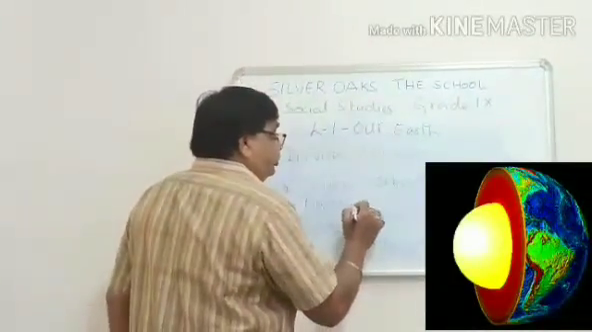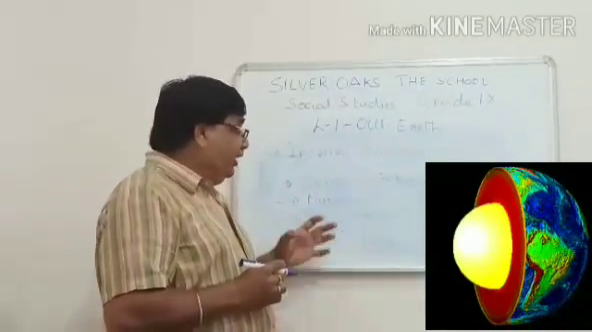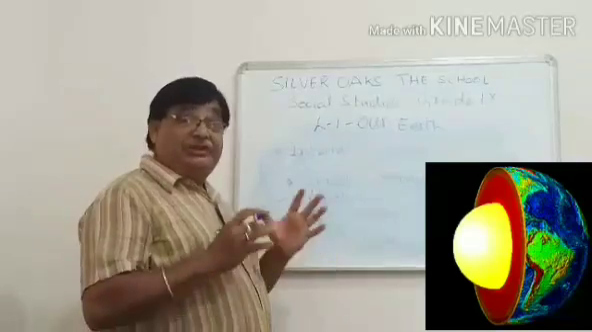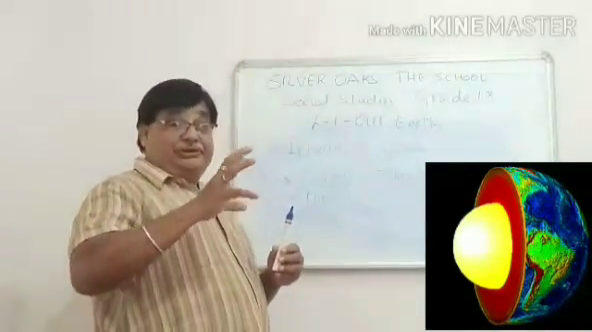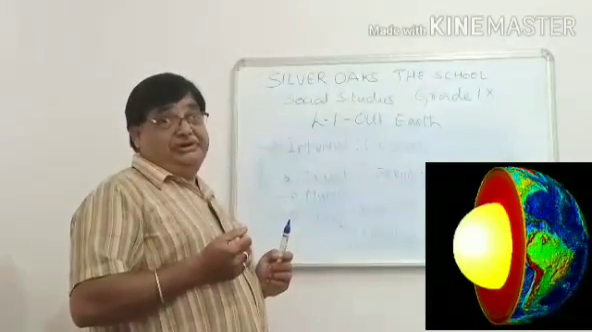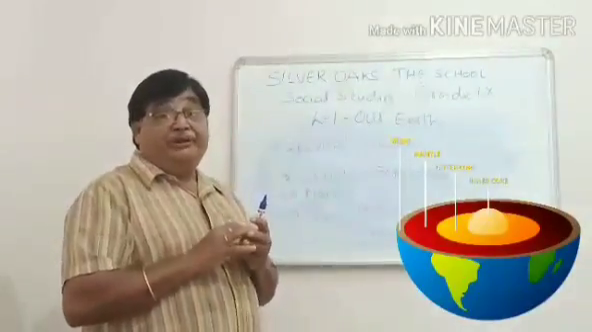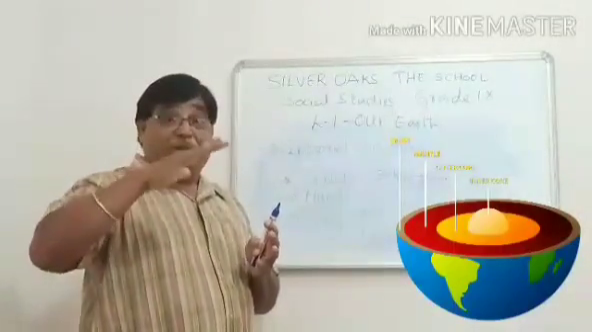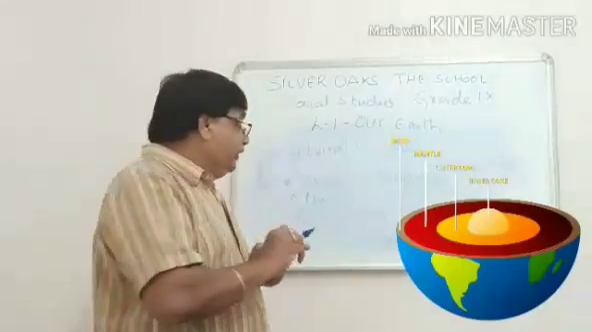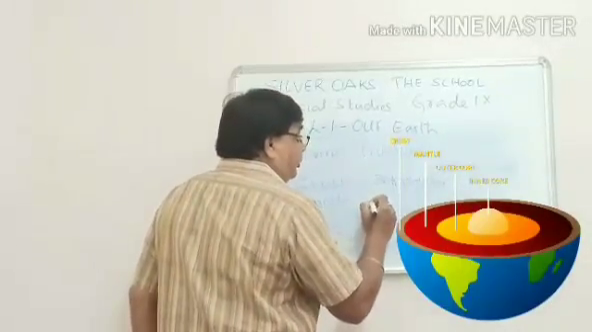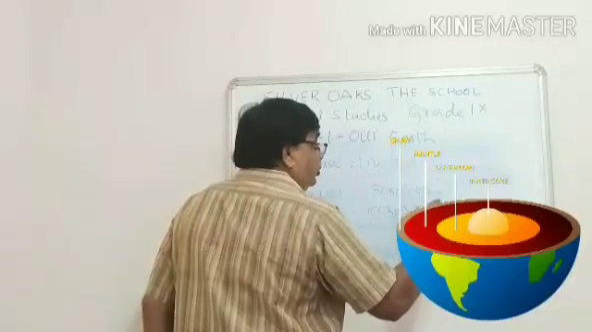Now let us discuss the second layer, mantle. In fact, the mantle is not that hard. It is still in a somewhat liquid, molten state. In fact, the top of the mantle is very soft, pliable, movable. The thickness of the mantle is from 100 kilometers to 2,900 kilometers.